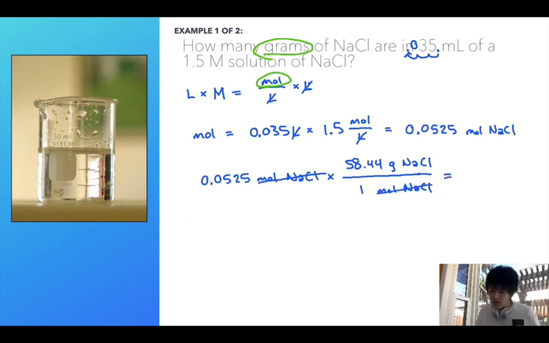So that means if we type this, 0.0525 times 58.44, we're going to get our final answer. Okay, so if you type this in a calculator, we're going to get about 3.07 grams of salt. And that should be our answer right here. The question is asking how many grams of salt is in this solution. There's about 3 grams of salt in it.